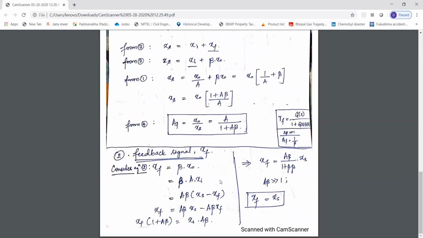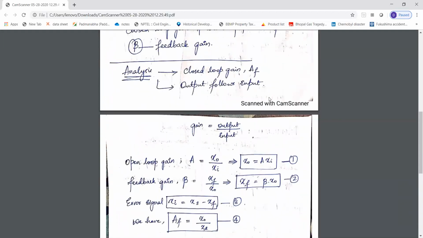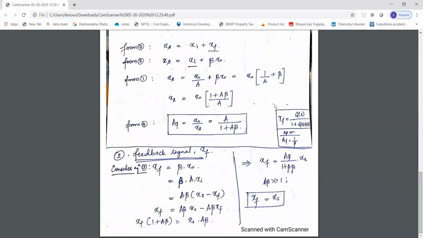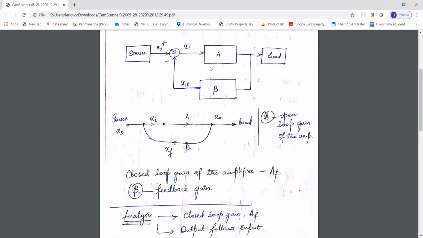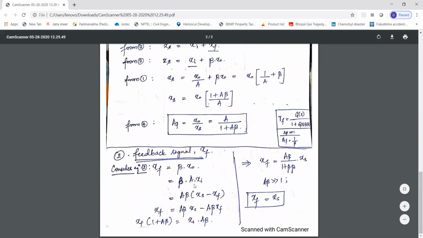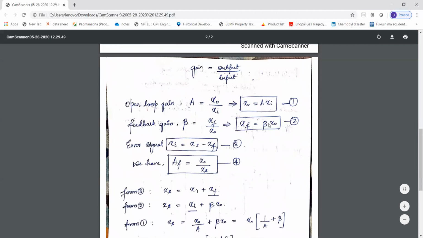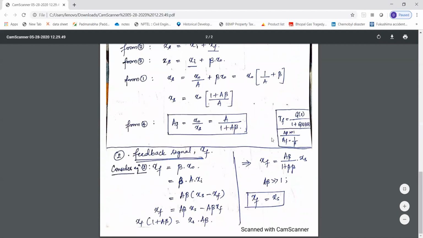Next, we need to understand the concept that output follows input. For that, I'll consider equation 2, which says xf is equal to beta into x naught. We know that x naught is equal to a into xi. Okay, here also x naught is equal to a into xi. You can either remember this equation or this diagram. That is what I meant to say.